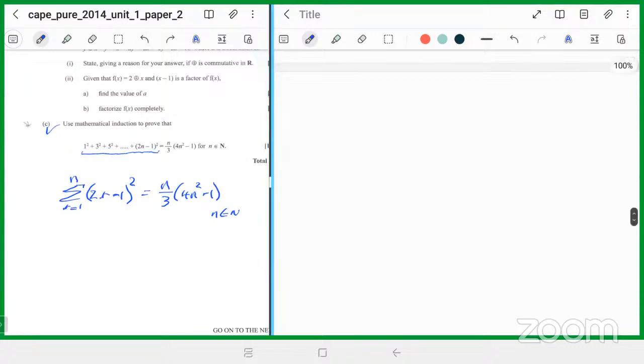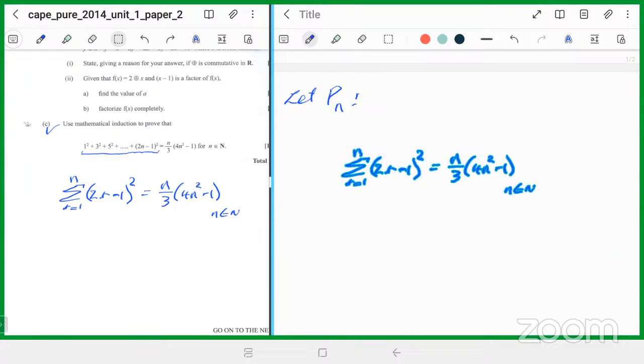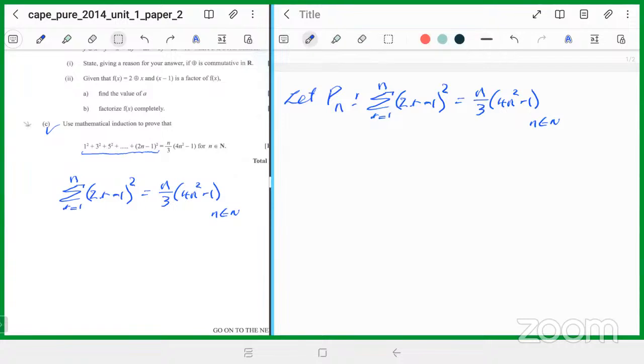So let's start the same way. You're going to say let statement Pn be such that you're going to write this. So the sum, we can just copy it across since it's the same thing I'm writing. Space it over here. I prefer the paper nowadays, just writing on the actual paper itself. All right, so let Pn be such that, as is the case for n an integer.